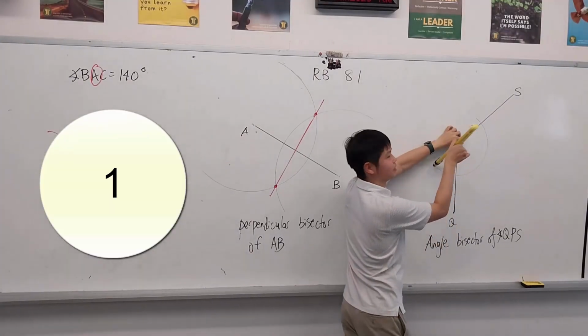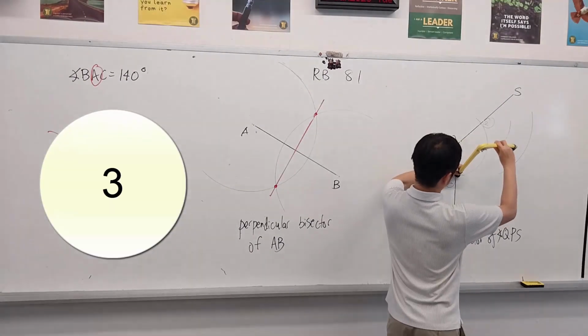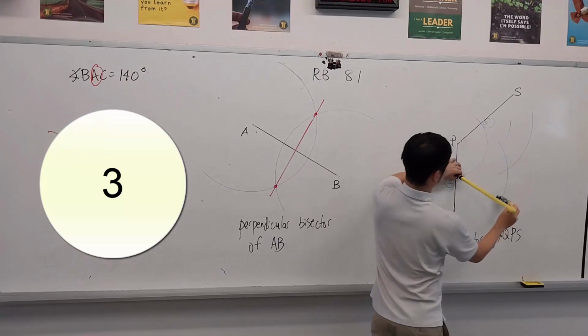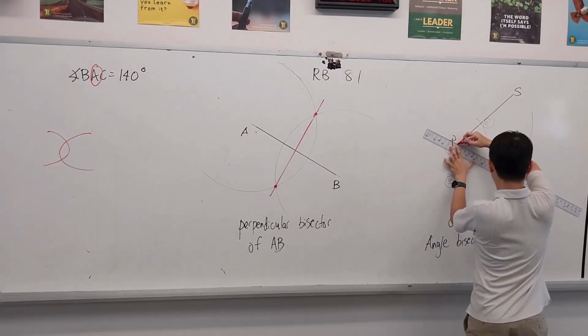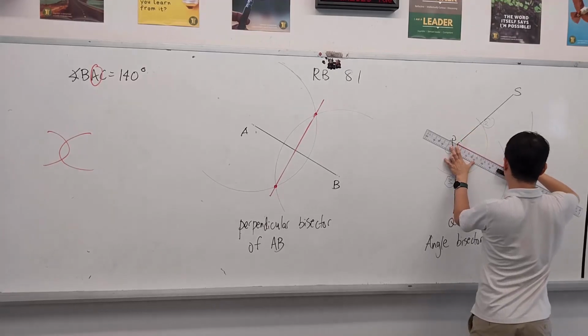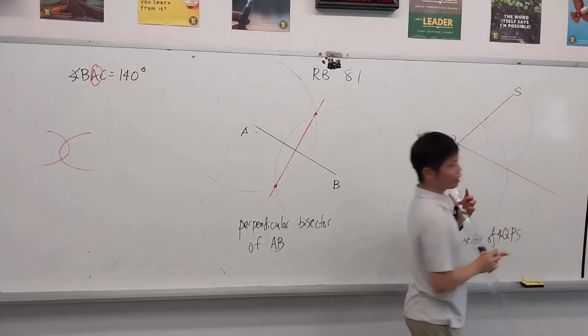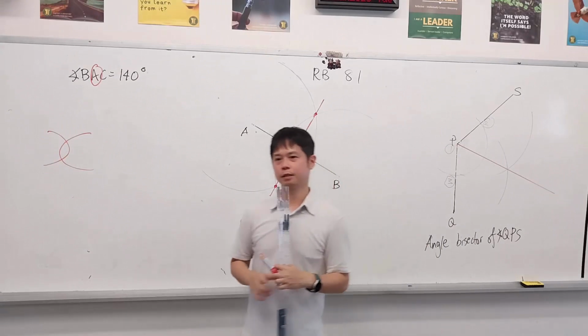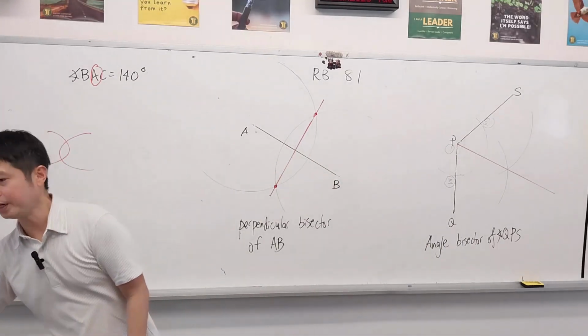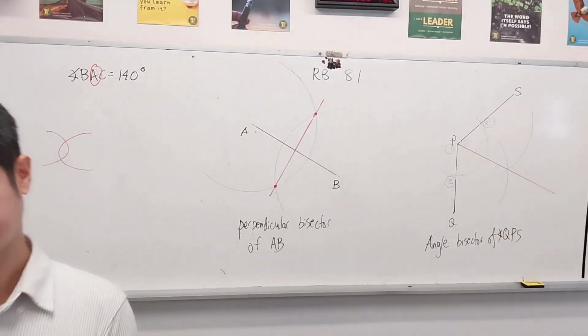Point 1, point 2 now, and you draw. This red line is your angle bisector. It will cut the angle P into half. Right? Okay, that's all.